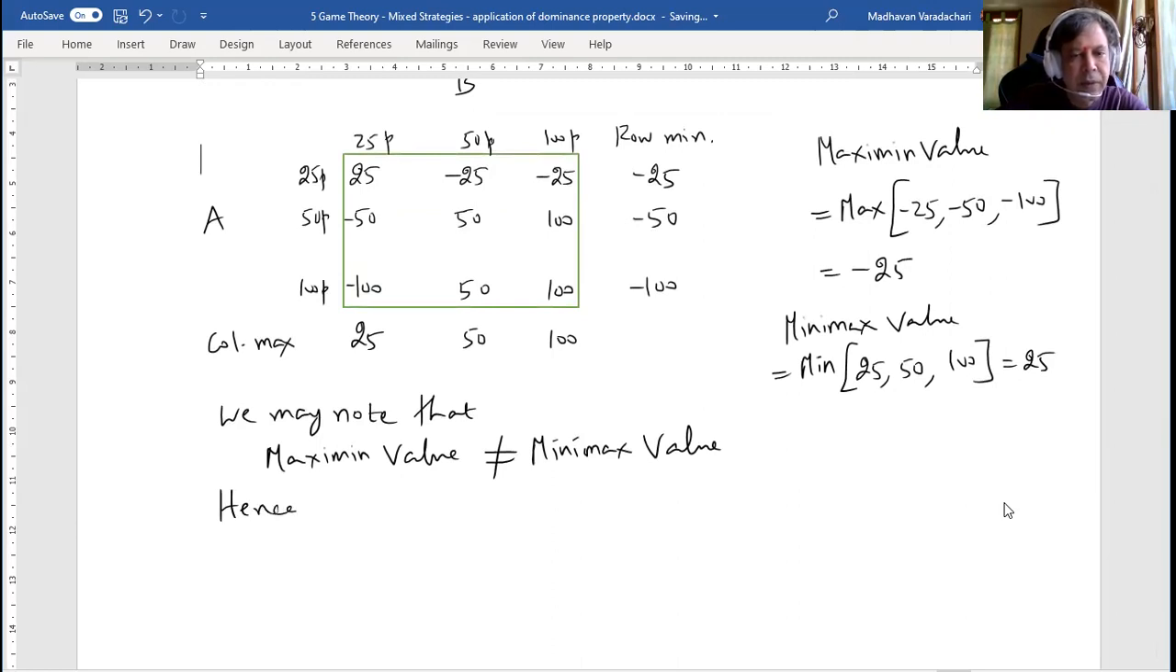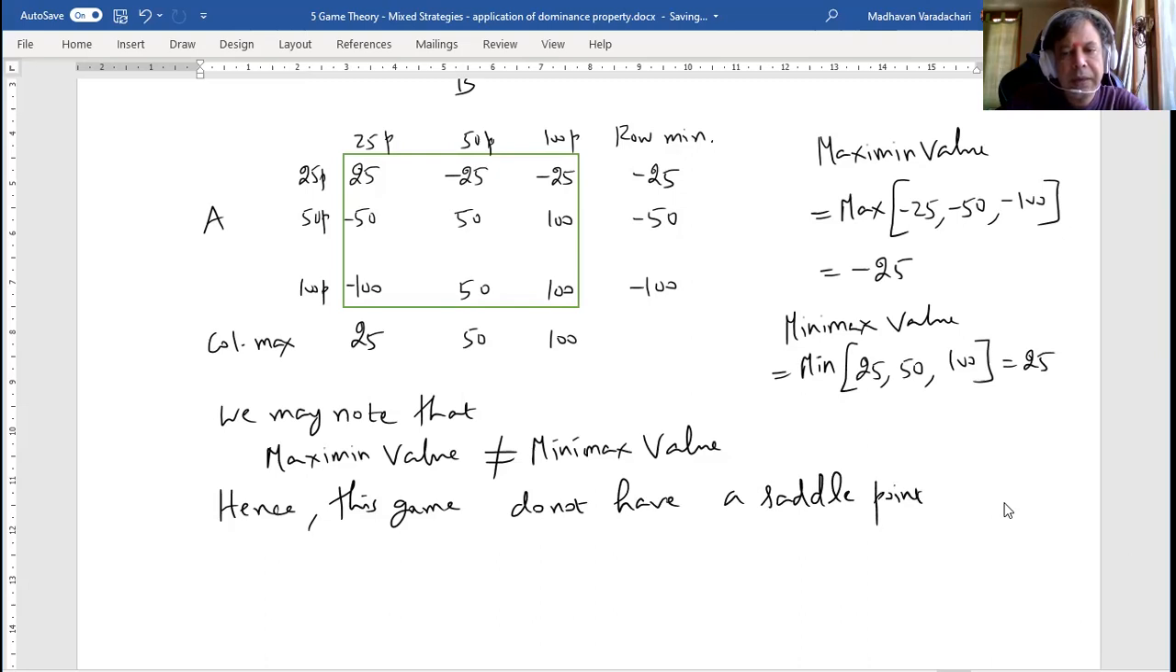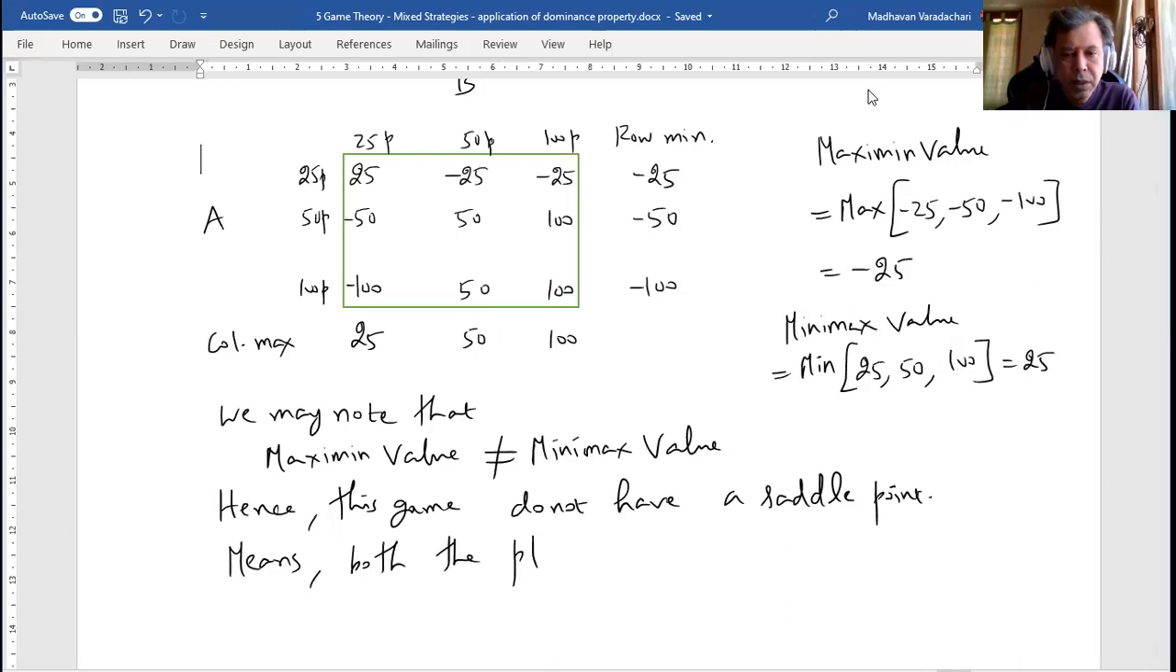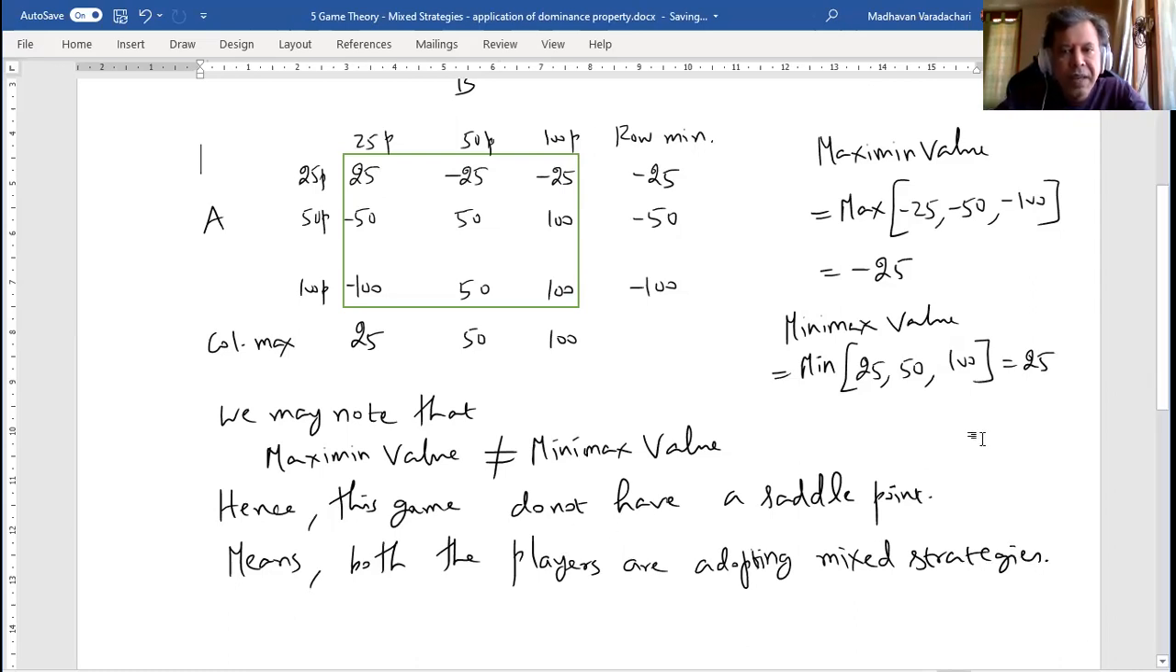Hence, we conclude that this game does not have a saddle point, which means both the players are adopting mixed strategies. So that will be the conclusion based on not having a saddle point.